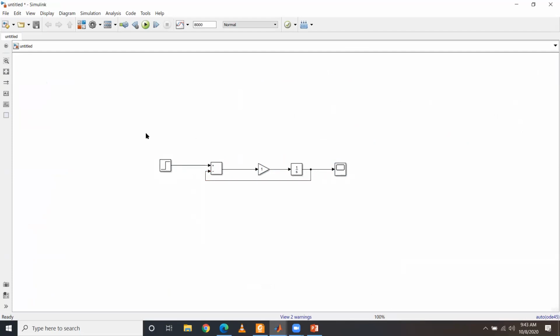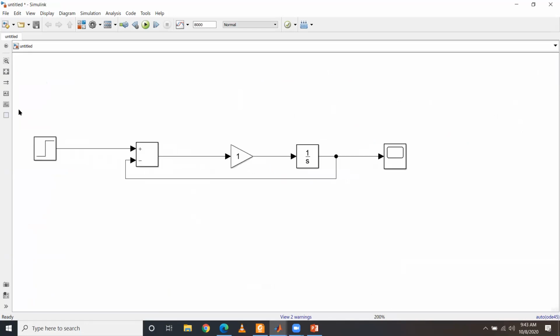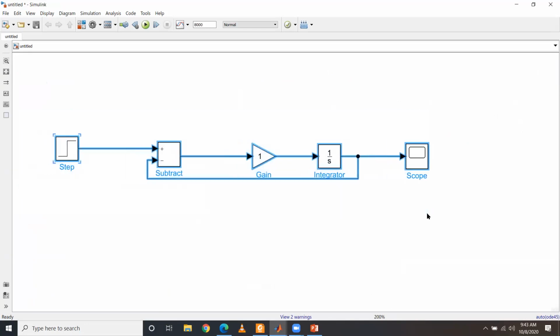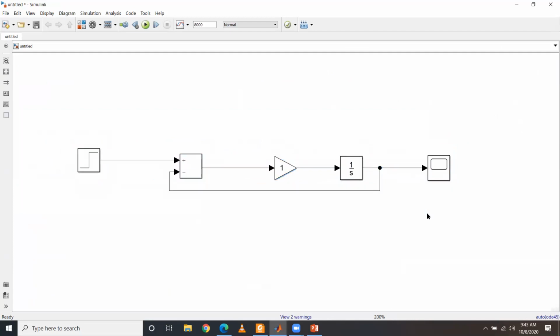So this is our block diagram, right? Yes, sir. We have our step input VI. Where was the subtractor block? Just search subtract in math operations, or if you're confused, just search in math operations.